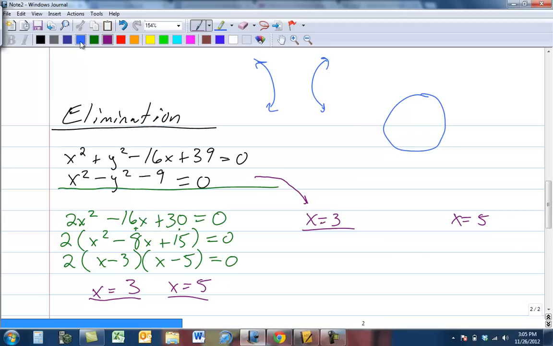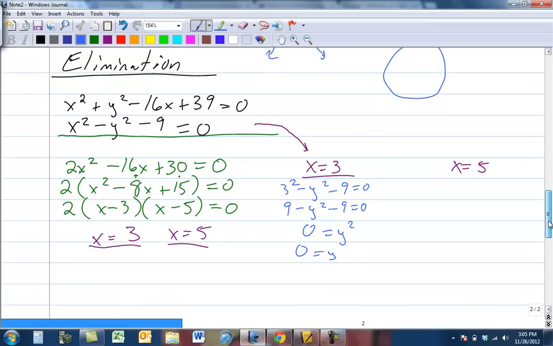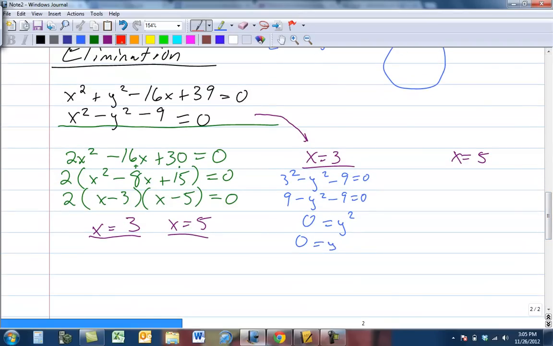So when x is 3, I get 3 squared minus y squared minus 9 equals 0, which means 9 minus y squared minus 9 is equal to 0. I'm going to move this y squared to this side. Then 9 minus 9 is 0, so y is plus or minus 0. But here's the thing. Is there such thing as a negative 0? No. So our answer is y is 0. Our one intersection point is the point (3, 0).